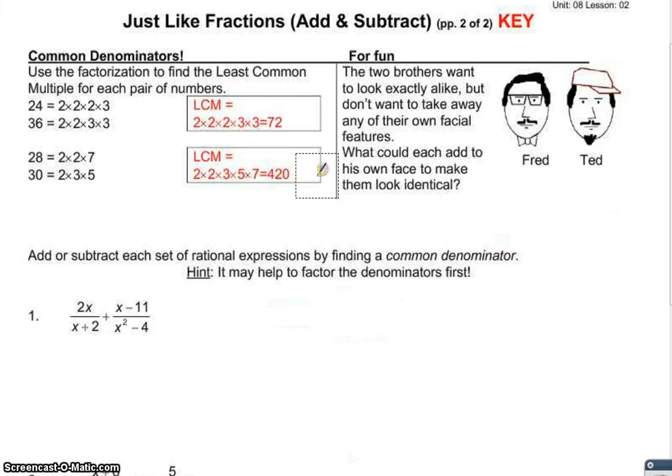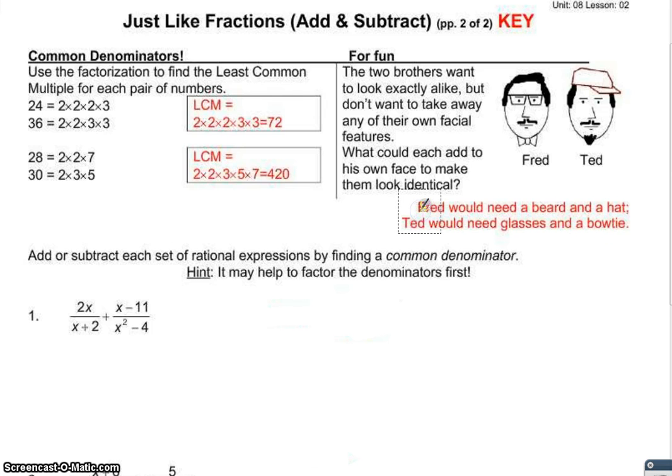So it says the two brothers want to look exactly alike, but don't want to take away any of their own facial features. What could each add to his own face to make them look identical? What would Fred need to add? If we added a beard and a hat to Fred, then Ted would need glasses and a bow tie, and then they'd be identical.